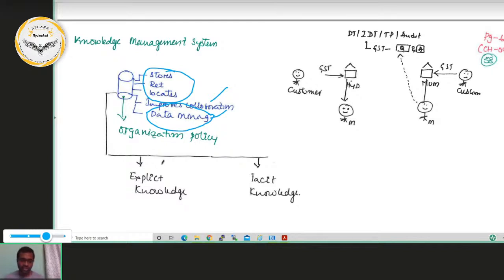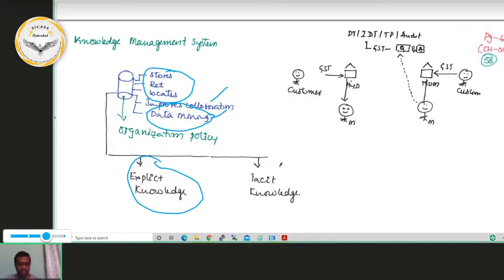Okay, now it supports 2 types of knowledge. First one is called explicit knowledge, and the second is tacit knowledge. Any knowledge which can be converted into a document is called explicit knowledge. For example, English grammar is explicit knowledge. Simple. Any knowledge which can be converted into a document is called explicit knowledge.